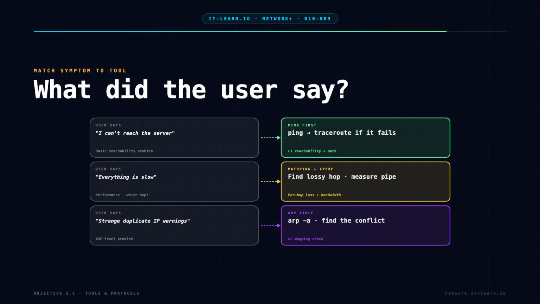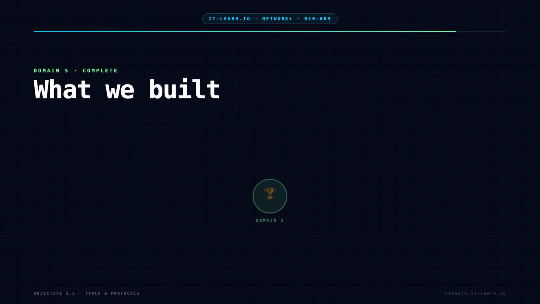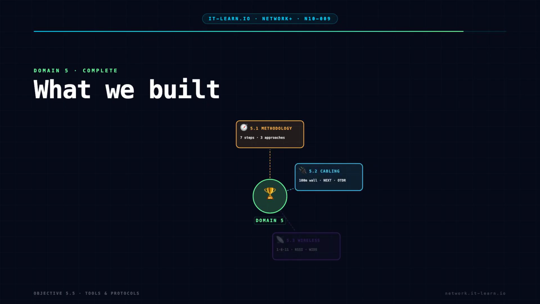Everything is slow. Pathping to find the lossy hop. iperf to measure bandwidth. I can't see this device. Nmap to confirm it's online. Strange duplicate IP warnings. ARP to verify the mapping. The right tool turns 4 hours of guessing into 4 minutes of confirming.